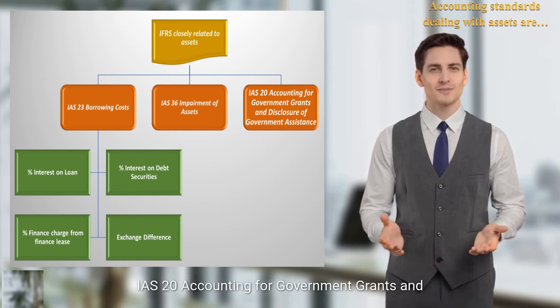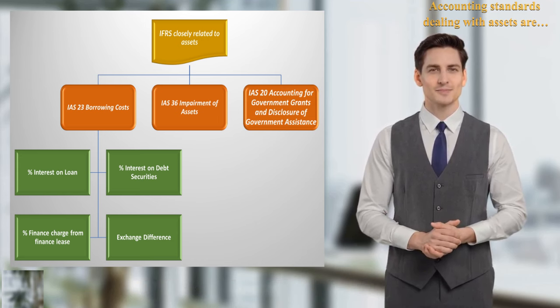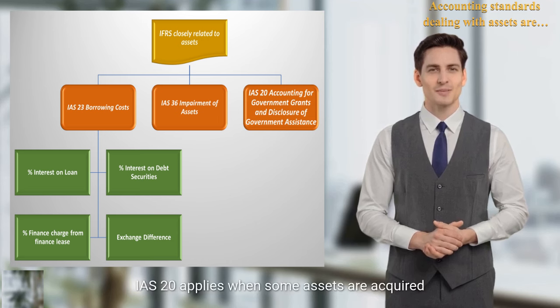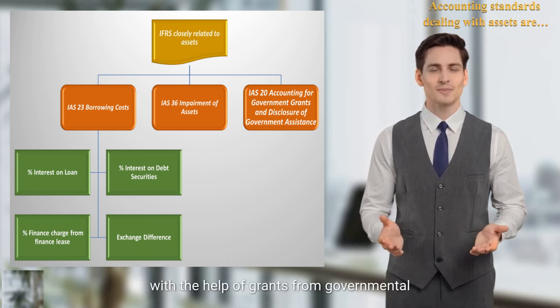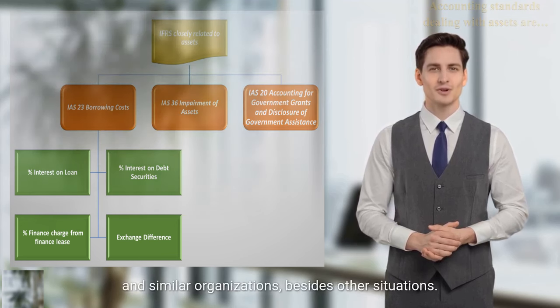IAS 20 Accounting for Government Grants and Disclosure of Government Assistance. IAS 20 applies when some assets are acquired with the help of grants from governmental and similar organizations, besides other situations.